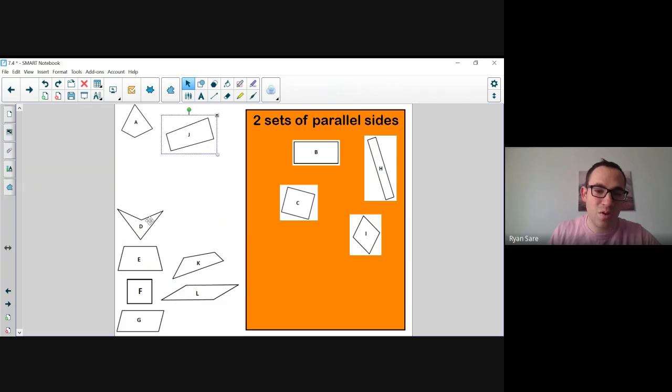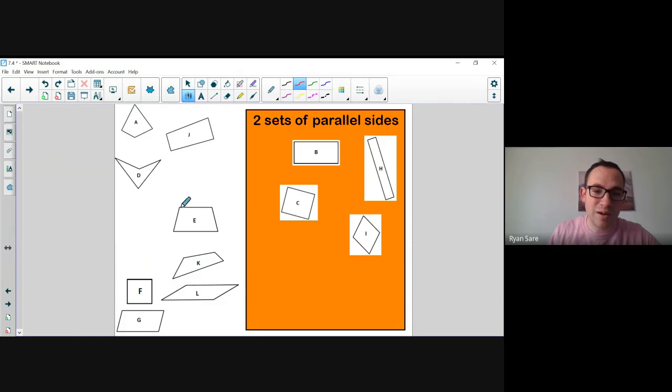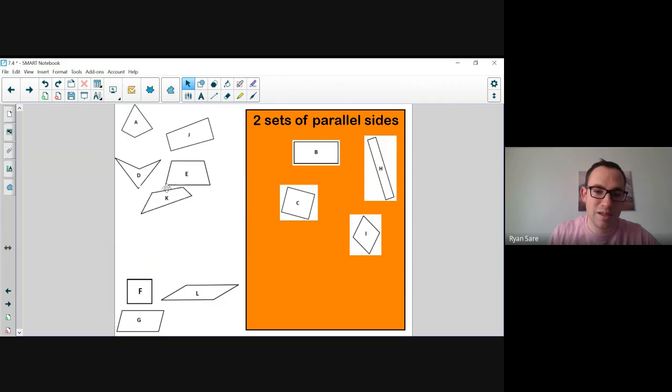This one, no way. This one, again, I can tell these lines right here, if they kept going, they're going to run into each other eventually, probably somewhere up here. So we're going to go ahead and say no on that one. No on this one. Now this one does have one set of parallel lines. I just want to point that out. It doesn't have 2 sets though.